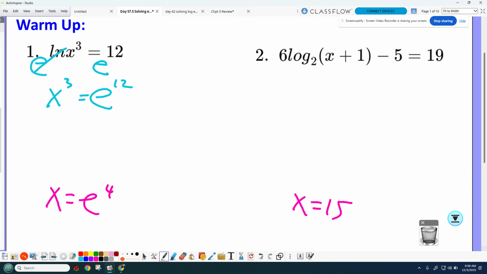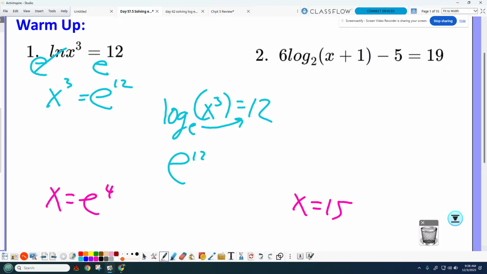I hate that process, and I always see this as basically e to the 12 equals x cubed, even though this makes more sense. But whichever way works for you, you can either convert from log to exponential, or you can exponentiate on both sides. But we weren't finished.